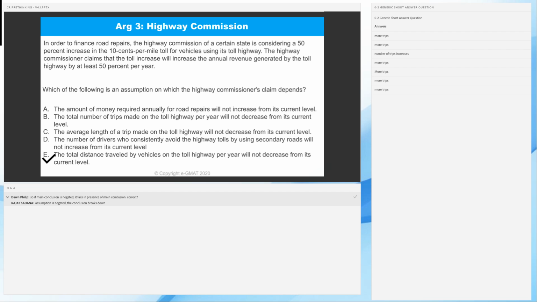Okay. Choice D. If the number of drivers who consistently avoid the highway will increase, let's look at D for Delta. Last year, 1,000 drivers avoided. This year, that number is 1,100. Does it mean that the total distance traveled would go down? What could compensate for fewer drivers on the toll highway? Both B and C, longer trips and more trips by people who are going there. Right? Both choices B and C could compensate. The remaining people could do more trips, and they could also do longer trips. Again, choice D, D for Delta, is not a must be true.